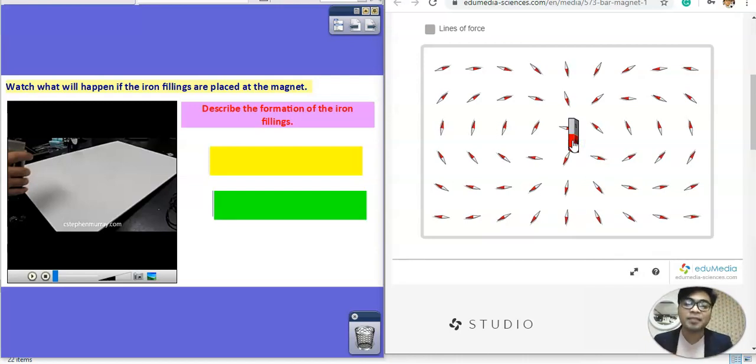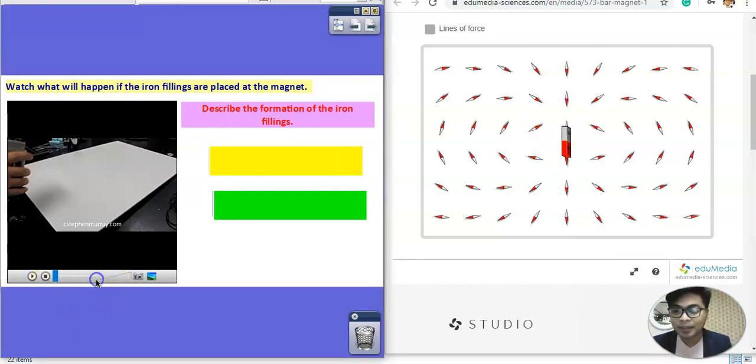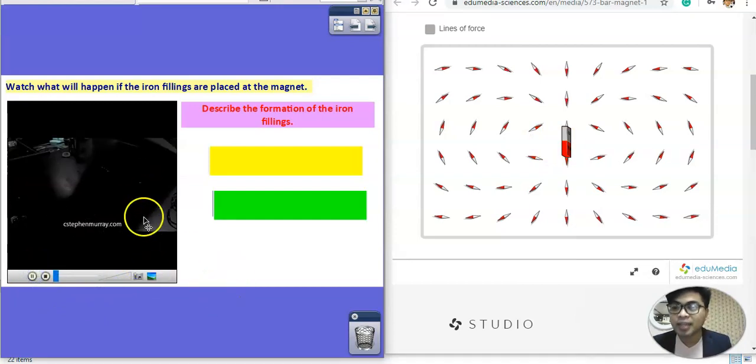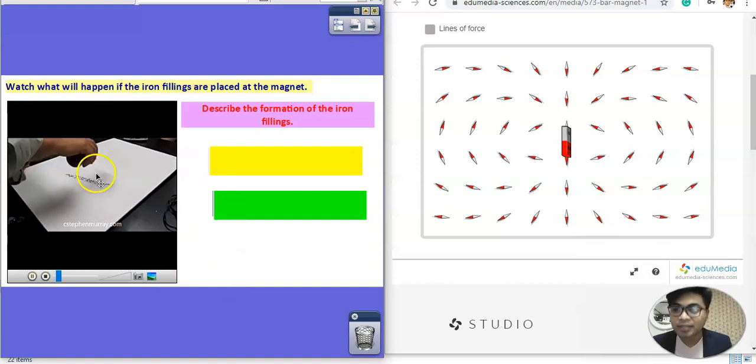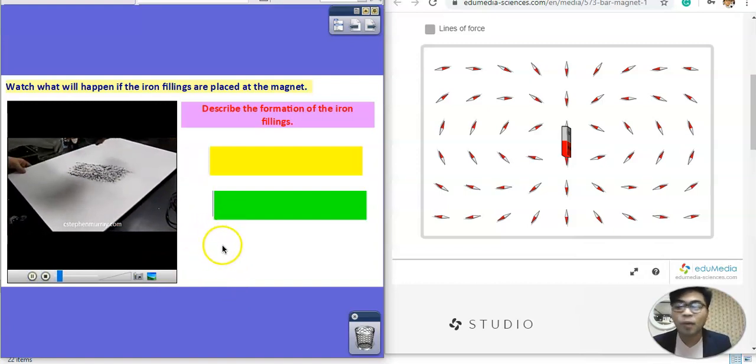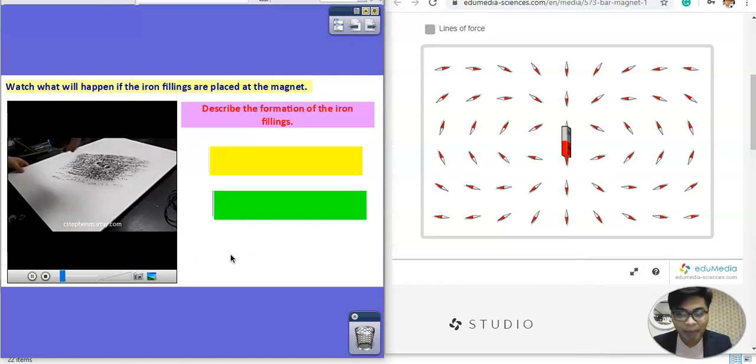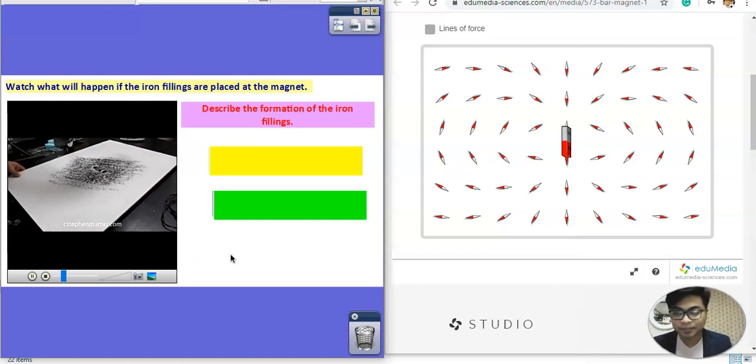In this kind of experiment, we put iron filings here instead of the compass, and let's compare it later with what I have in here. So let's take a look at this one. There's a magnet right over here, and this one is iron filings, and I want you to take a look really closely at the patterns that are made in here.